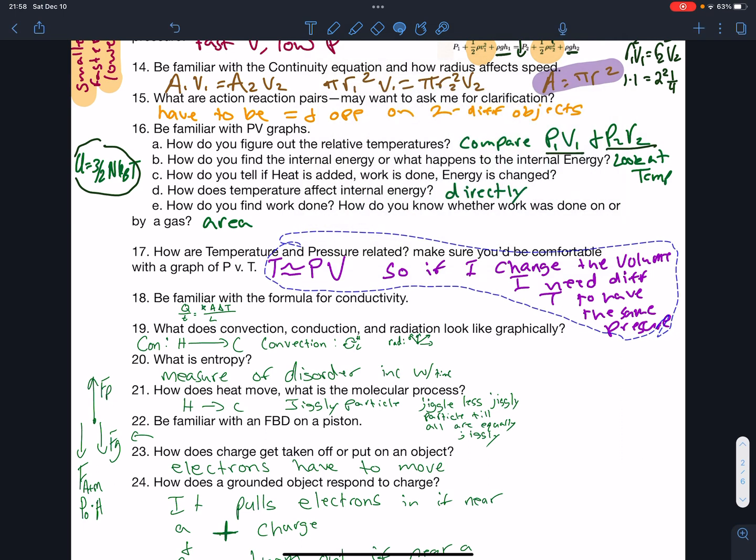So for example, if I have a box at a pressure and a volume, and then I double the volume, that's going to decrease the pressure, which should lower the temperature inside of it. Vice versa is also true. If I decrease the volume, that's going to increase the pressure, which should increase the temperature. All right.